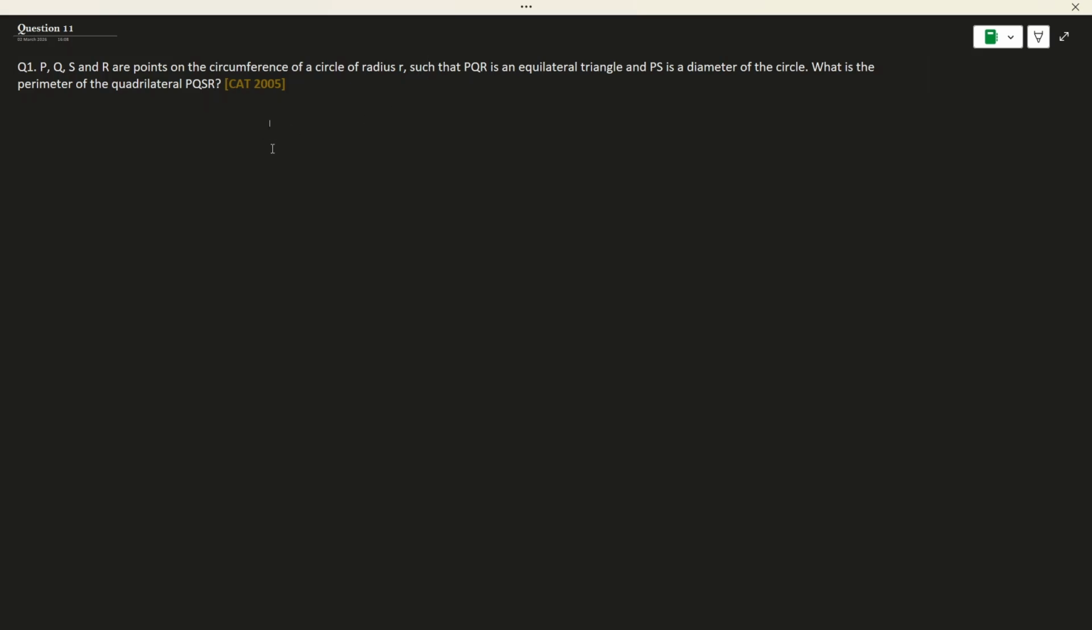We are told that P, Q, S, and R are 4 points on the circumference of a circle of radius r such that PQR is an equilateral triangle and PS is a diameter of the circle. What is the perimeter of the quadrilateral PQSR?